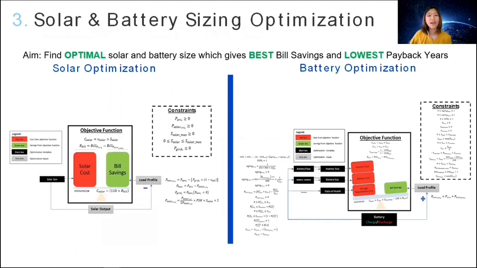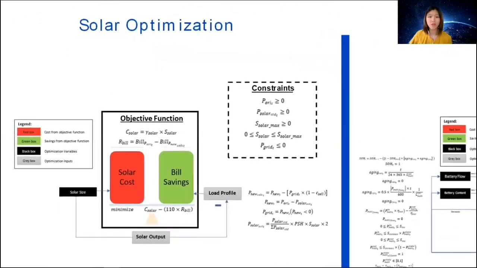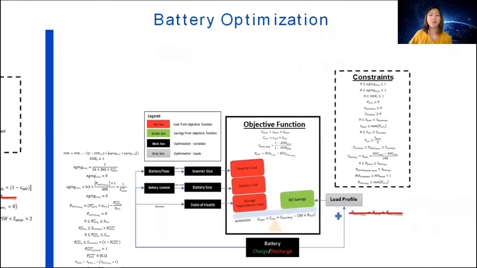Next, the solar and battery sizing optimization aims to find the optimal solar and battery size which gives the best bill savings and lowest payback years. Hence, all constraints and equations from the solar sizing optimization and battery sizing optimization are combined, with the exception of the removal of this equation from solar optimization and the removal of this equation from battery optimization. This is done because the resultant load curve is a combination of both solar curve and battery flow.